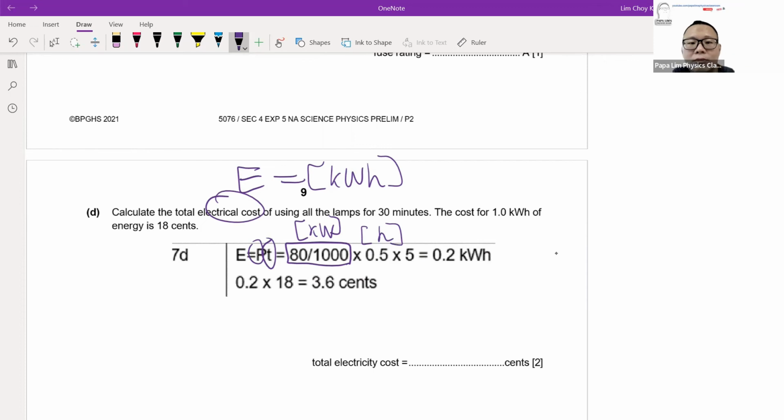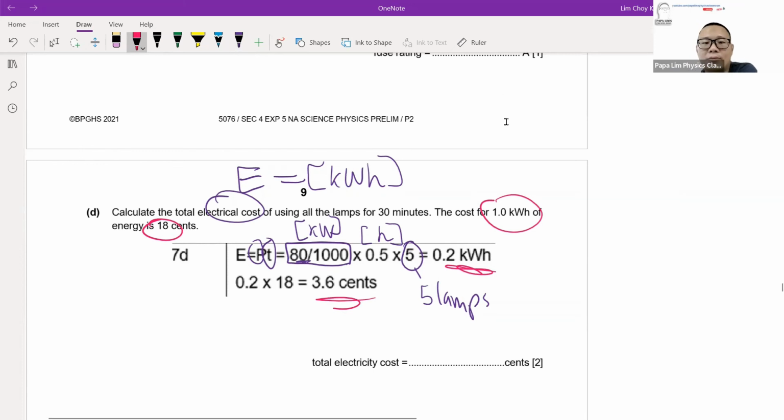I've got 5 lamps, so I need to multiply by 5. 80 watts, I change to kilowatts, will be divided by 1000. So I will know that for 5 lamps, I will require 0.2 kilowatts. And if I know that 1 kilowatt hour is 18 cents, 0.2 kilowatt will actually give me 3.6 cents. Quite easily done. Take note of the calculations, especially the tricks whereby we deal with kilowatt hour. Remember to have a habit to change it to kilowatts.